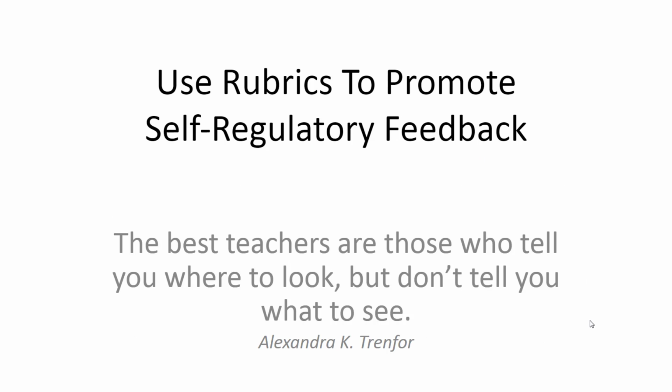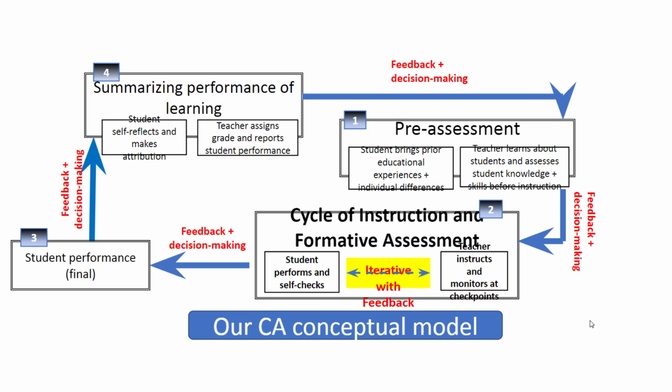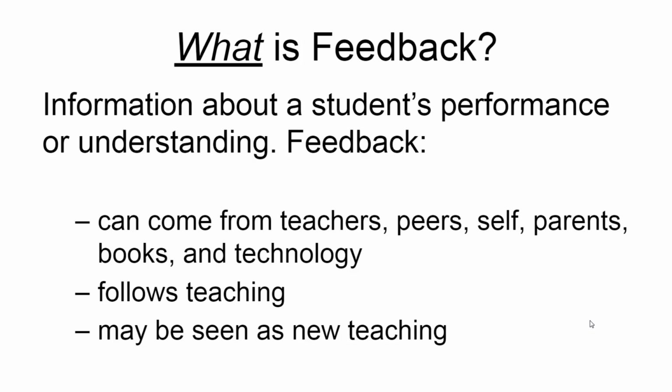Using rubrics is one way that we can also promote self-regulation feedback. So going back to our cycle here in our conceptual model for classroom assessment, we want the student to start to take some of the information that you give them and perform self-checks. And using a rubric to do this, especially if you're using a similar rubric over and over again, is really helpful for this step. So let's talk real quickly about what is feedback. Information about students' performance or understanding, and it can come from a variety of places: teachers, peers, parents, technology. It should follow the teaching, and it could also be seen as new teaching.